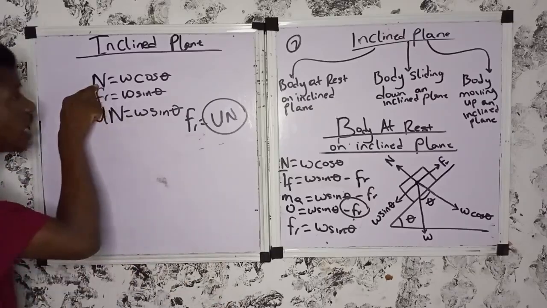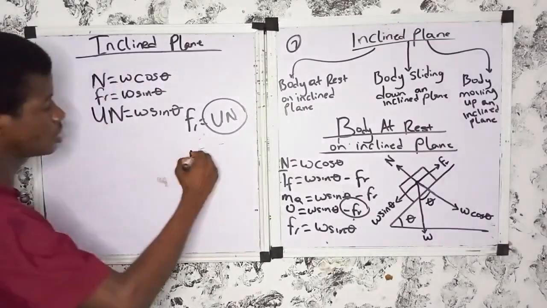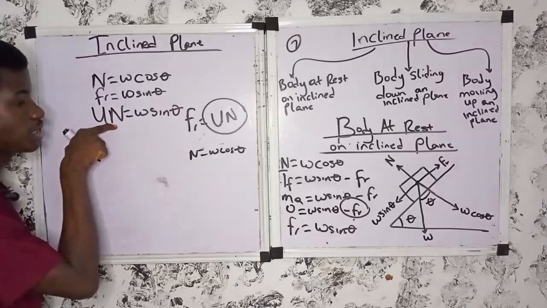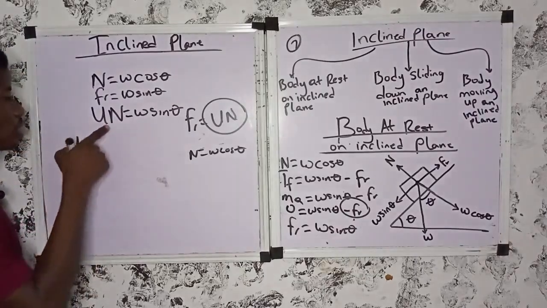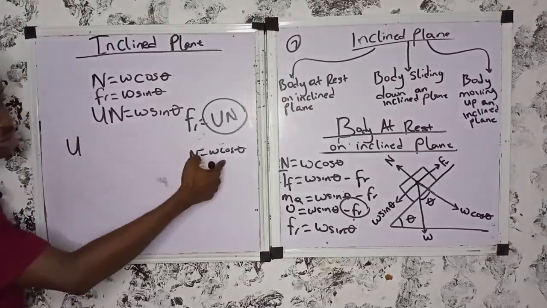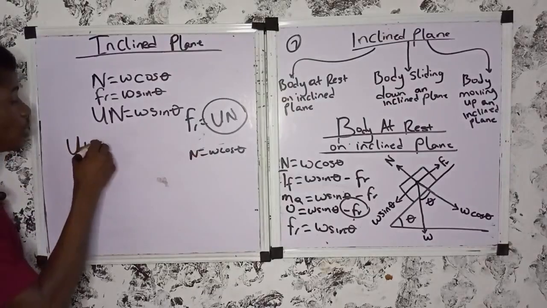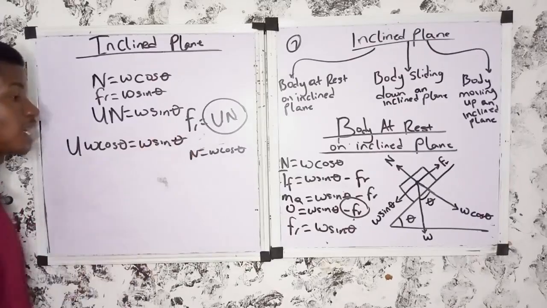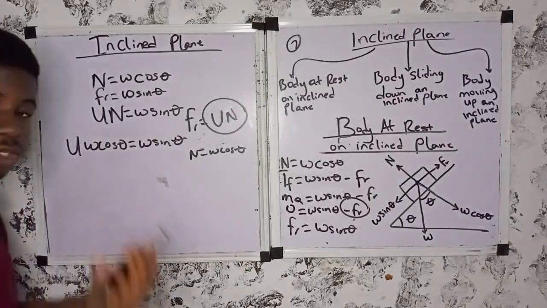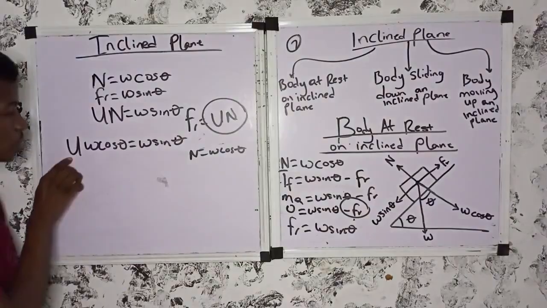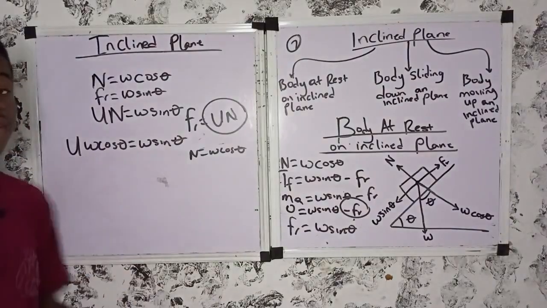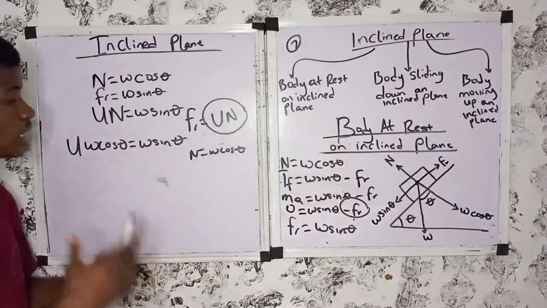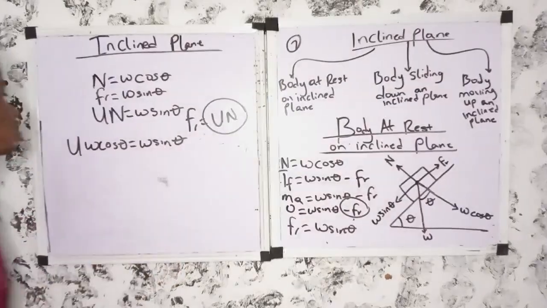Since N is equal to W cos theta, whenever we see N here, we'll put W cos theta. So U times N, where N is W cos theta, will now be U W cos theta equals W sin theta. So it's just easy, okay? You know how we arrived at this, okay? Now let's continue.